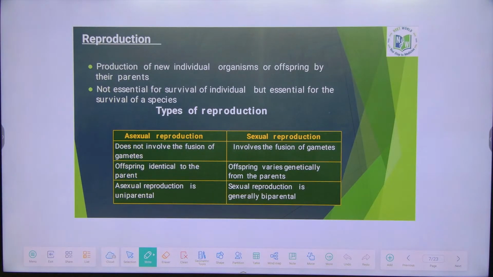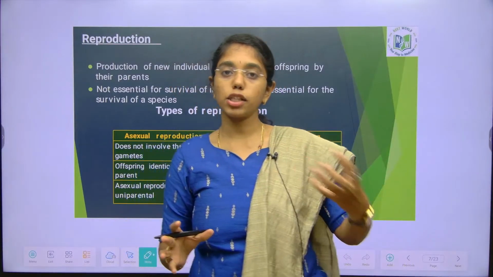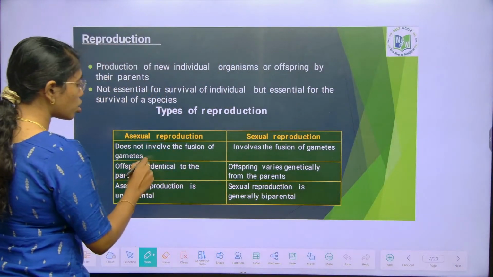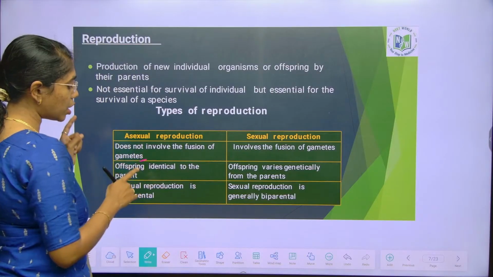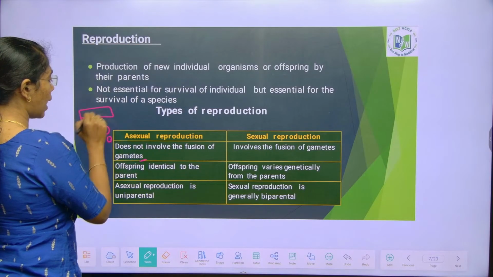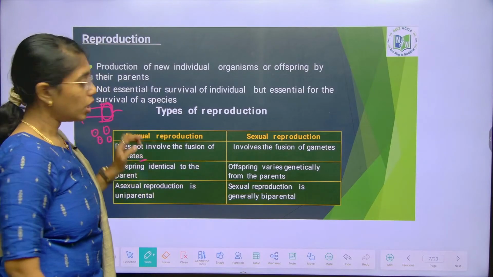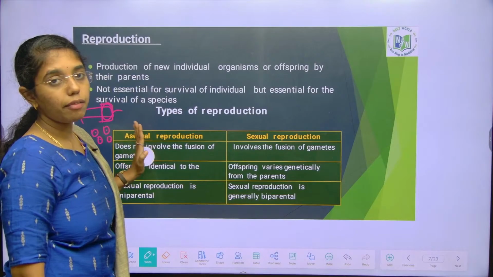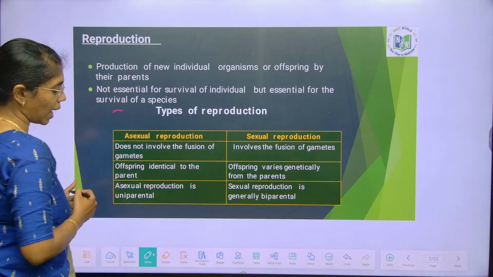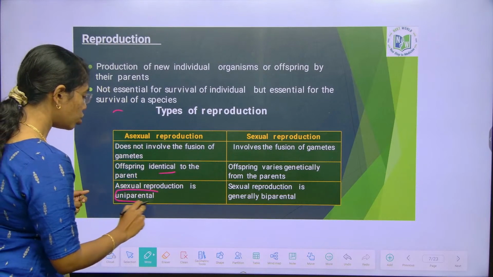And then reproduction, as I mentioned, is of two types: asexual reproduction and sexual reproduction. Asexual reproduction does not involve the fusion of gametes and it is uniparental. A single parent will release spores, or a single parent will undergo fragmentation of its body part, and that single fragment will develop into a new body. So there is only involvement of a single parent in asexual reproduction. There is no fusion of gametes. Offspring are identical to the parent, and asexual reproduction is completely uniparental.